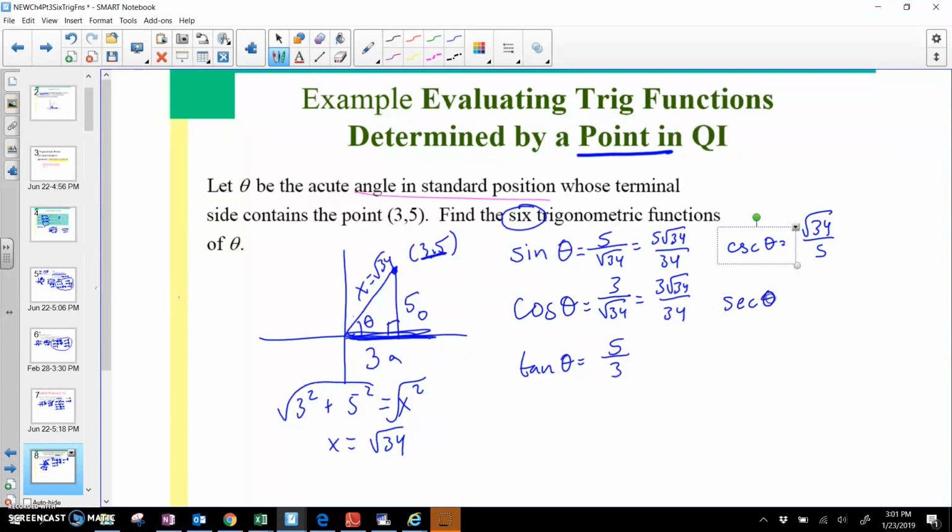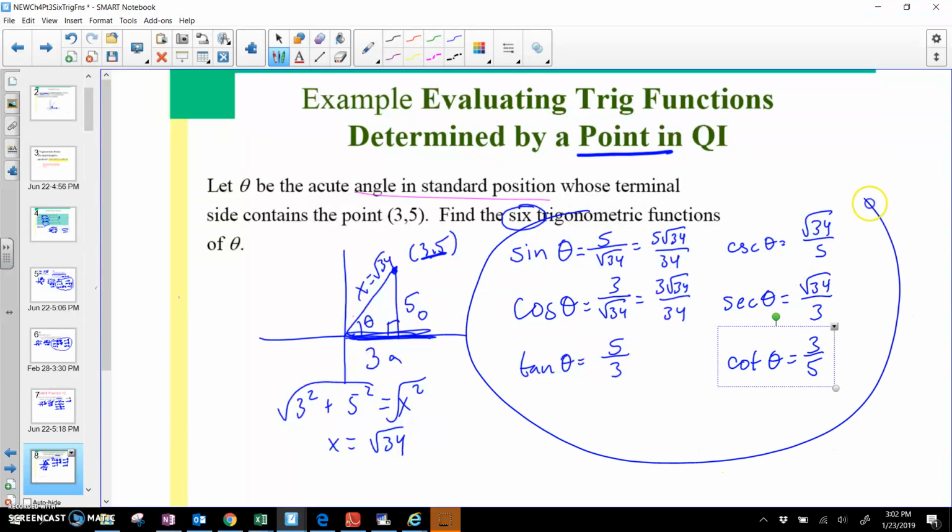Cosine goes with secant. I flip it again. I get root 34 over 3. And cotangent, I flip tangent. So I get 3/5. Again, if I'm given a point in quadrant 1, that's the process I go through. Very similar to what we did before. Having said that, sometimes I'm given a point, but it's not in quadrant 1.